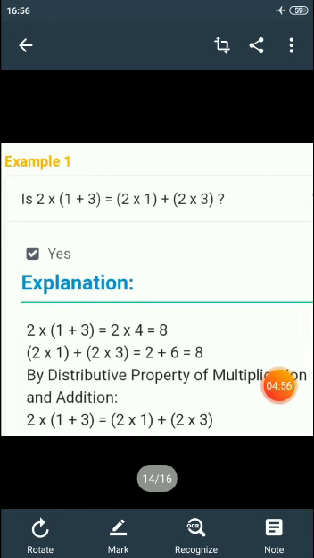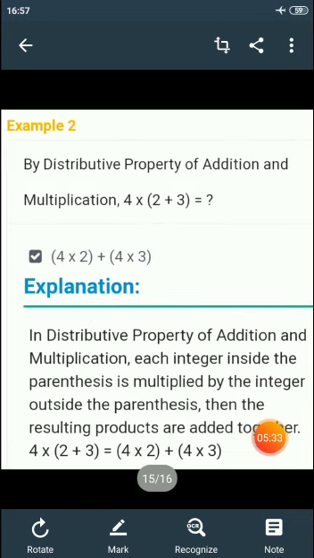Explanation. 2 multiply (1 plus 3). First we will solve the bracket. So 1 plus 3, 4. 4 2s are 8. Then the RHS of this property, 2 multiply 1, 2. 2 multiply 3, 6. After adding 2 and 6, the answer is 8. By distributive property of multiplication and addition, we can say that 2 multiply (1 plus 3) is equal to 2 multiply 1 plus 2 multiply 3. Now see one more example.